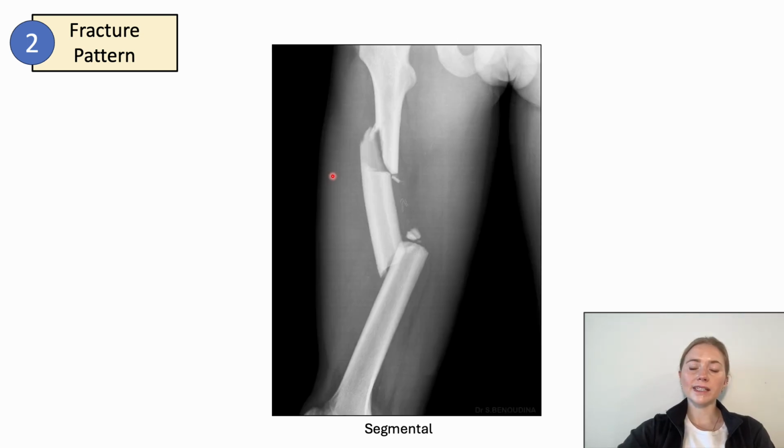The next type is a segmental fracture pattern. This happens if the bone is broken in 2 places and it leaves a segment of bone completely separated. This is uncommon in the hand, but worth mentioning, and this is not a hand X-ray.